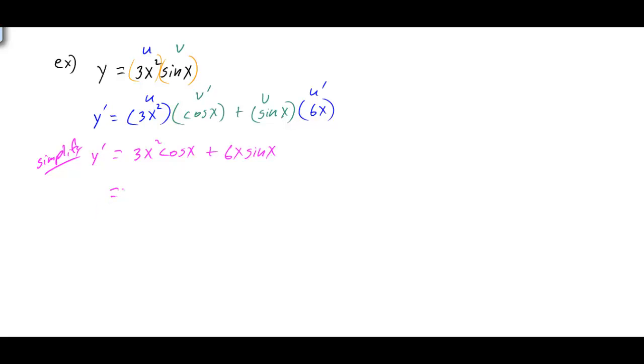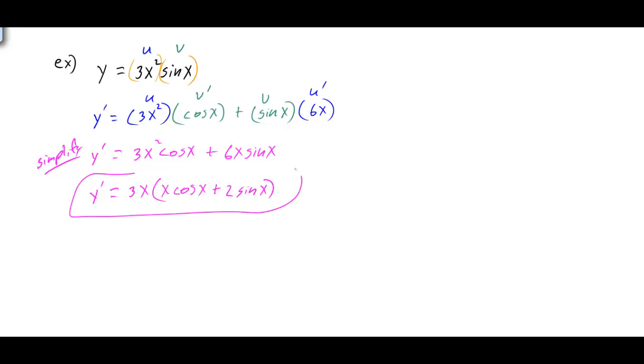Now, with some of your practice problems or the quizzes, you're going to notice that they do some further simplification. For example, here, both of these terms contain a 3x squared or an x, and they contain a 3 and a 6, so they could factor out a 3x. If we take out the 3x, you're left with x cosine of x plus, and if we take 3x out of the 6x, you're simply left with 2 sine of x.